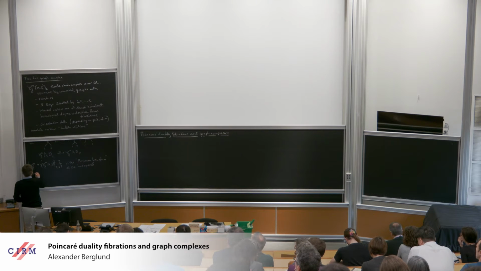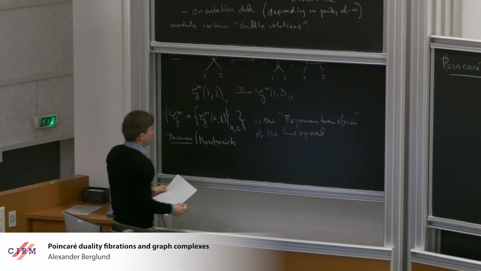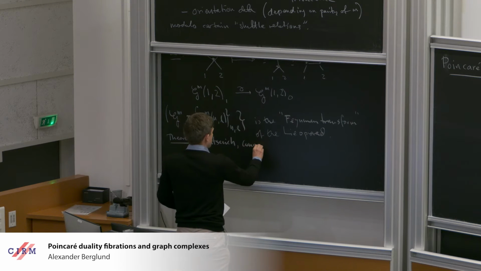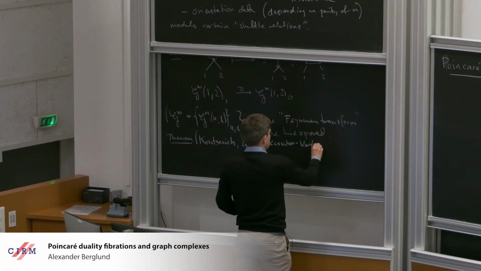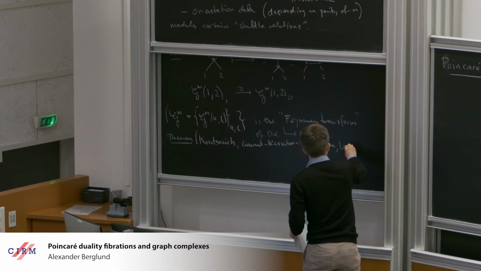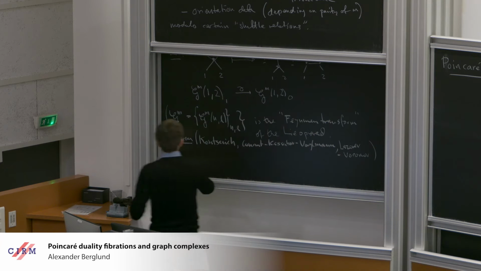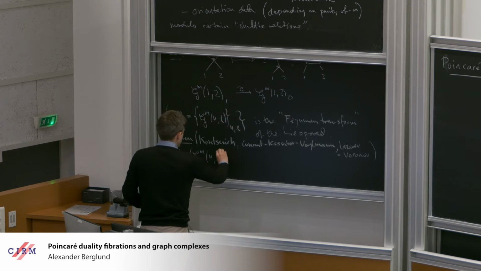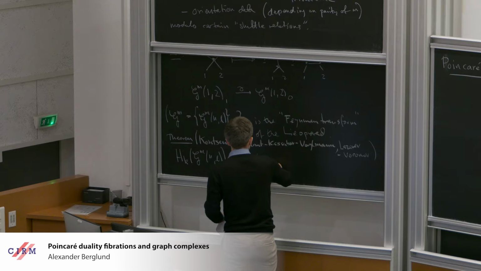So the original theorem about this graph complex, which is due to Kontsevich in the vacuum case when L is 0, was extended to the hairy case by Conant, Kassabov, and Vogtmann. And then the odd dimensional case was done by Lazarev and Voronov. It shows that the homology of this graph complex computes the rational homology of certain automorphism groups of free groups.